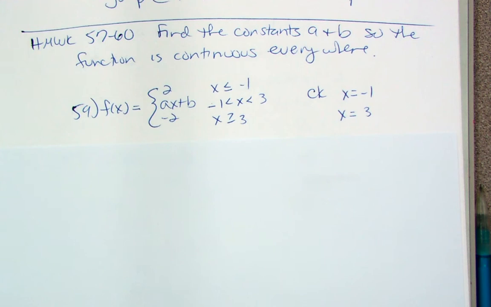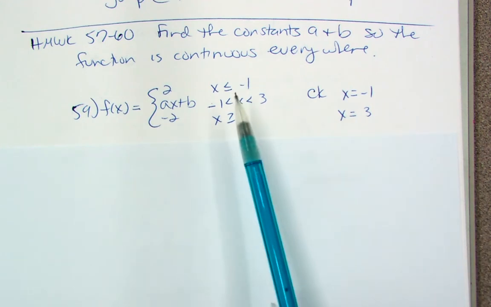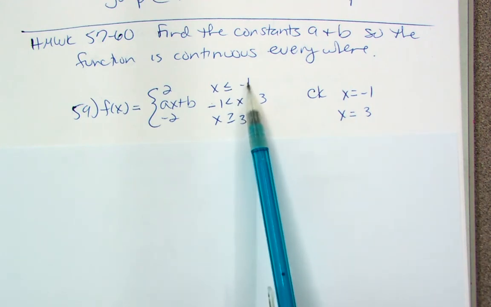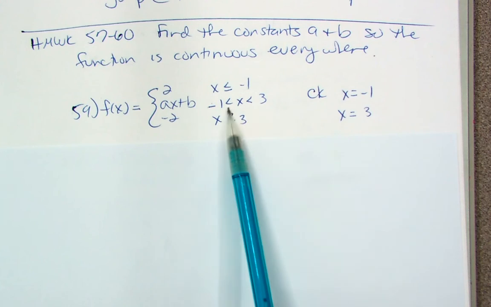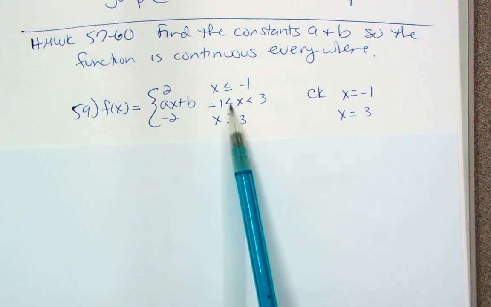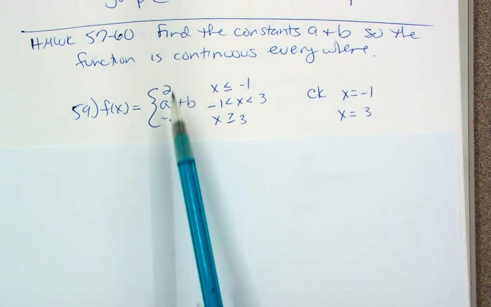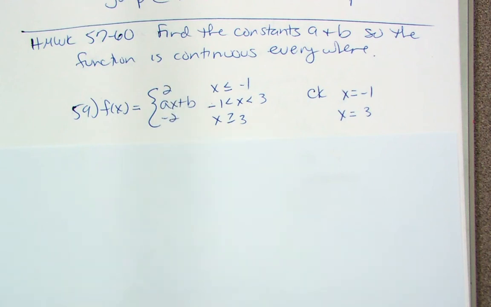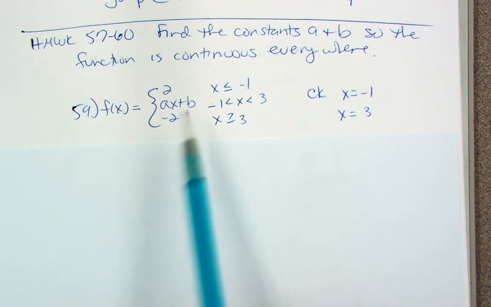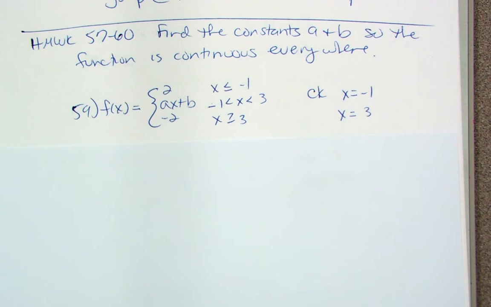I have a piecewise function. The domain has broken this up from negative 1 and everything less than that, between negative 1 and 3, not including those endpoints, and then 3 and greater than 3. We have two horizontal lines and a linear function, except I don't know the values a and b. What I want to do is find constants for a and b in which this function will be continuous everywhere. That means there will be no holes, no jumps, no asymptotes.